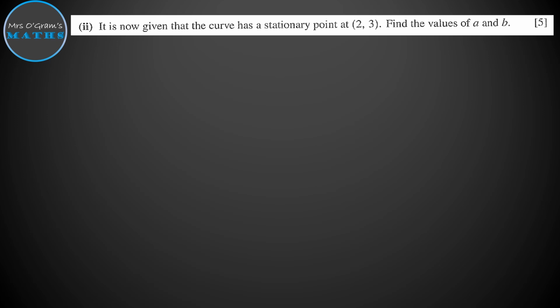So we know there's a stationary point when x is 2, and we can put that into the equation we had on the first part for the function of the derivative.